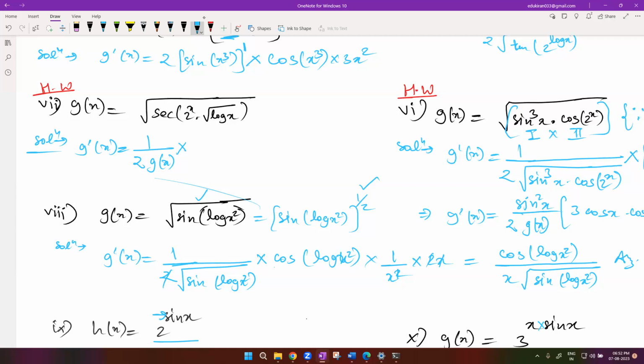Now tell me, the next step would be the differentiation of sec. So what would that be? Sec x tan x. In this case, that can be written as sec of 2 to the power x root log x into tan of 2 to the power x root log x. Right?